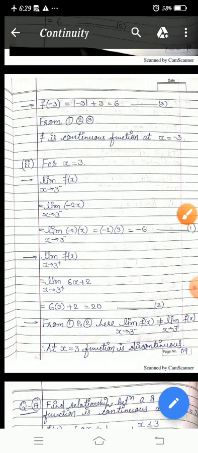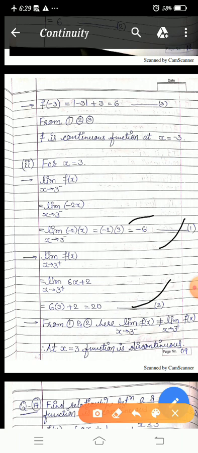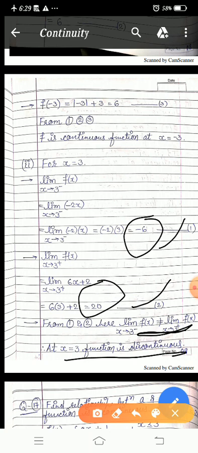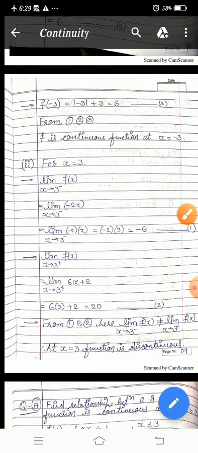So here we can clearly see that from equation number 1 and equation number 2, both values are not the same, and if both values are not the same, then the function is a discontinuous function at that given point. So it is very easy to find out whether a given function is continuous or not.